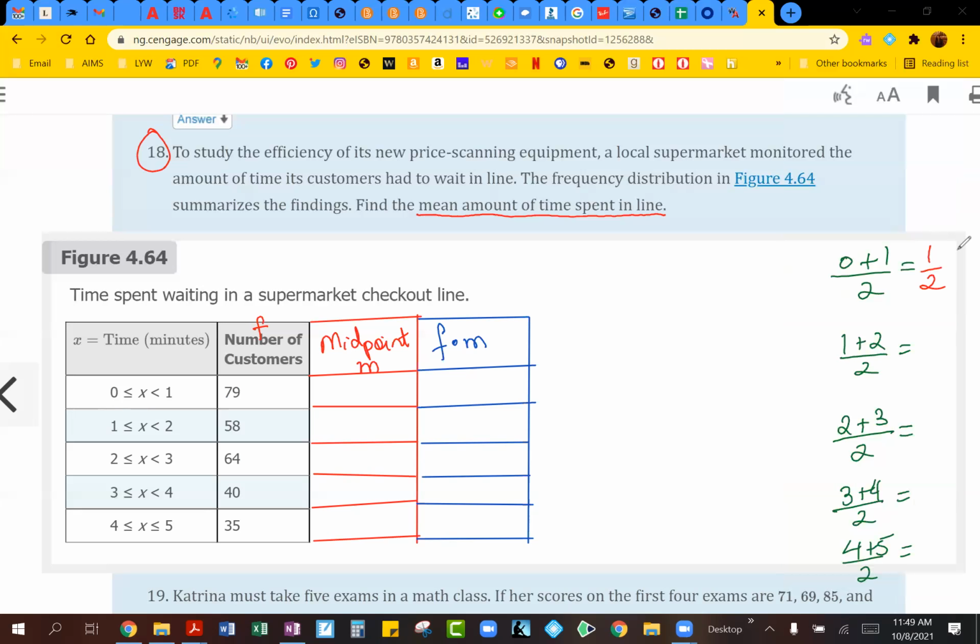So this guy definitely adds up to 1/2. 0 plus 1, of course, is 1. So that's 1/2, which gave us the 0.5. The 2 plus 1 would be 3. So that's 3/2, which comes out to be 1.5. 2 plus 3 is 5. So 5 divided by 2 is 2.5. 3 plus 4 will be 7. 7 divided by 2 is 3.5. And then 4 plus 5 is 9. 9 divided by 2 is 4.5.